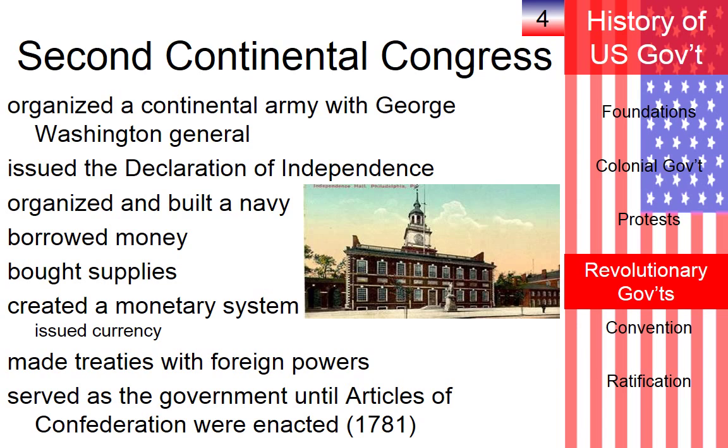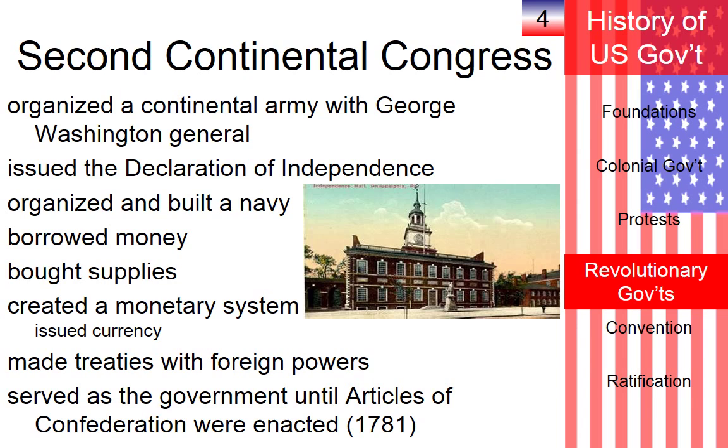The Second Continental Congress also did a lot of other things in order to direct the revolutionary effort by the Americans. They organized and built a navy, which was really not that impressive, but they did it. And John Paul Jones from the American Revolution is one of the more famous characters that we've talked about, hopefully in previous history classes. They borrowed money.